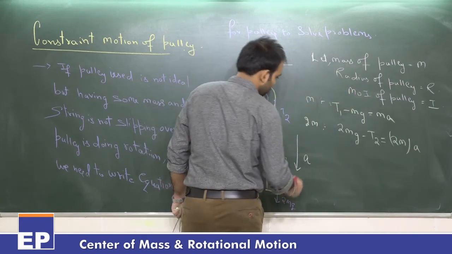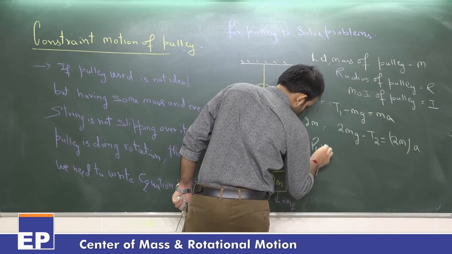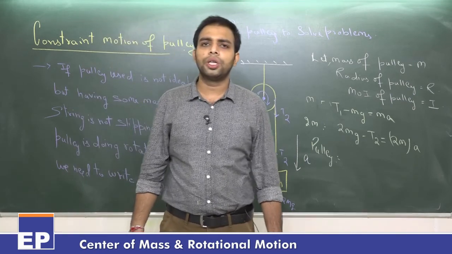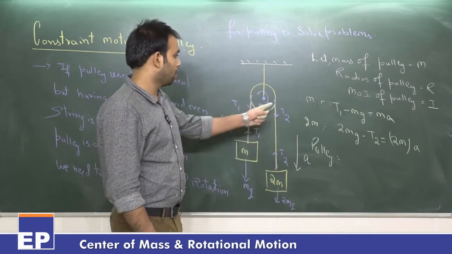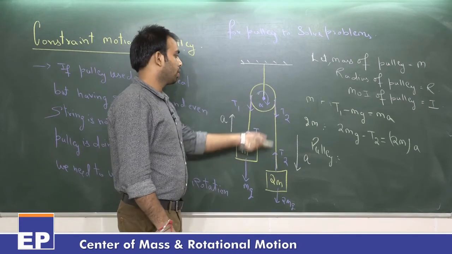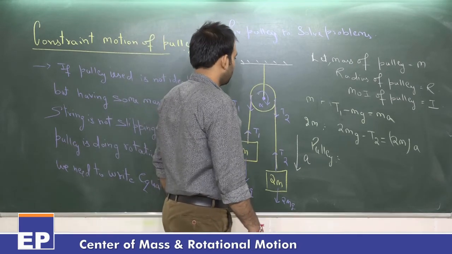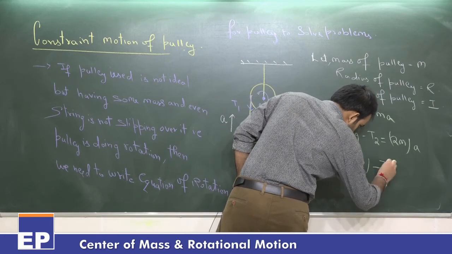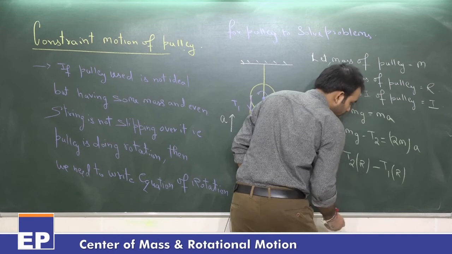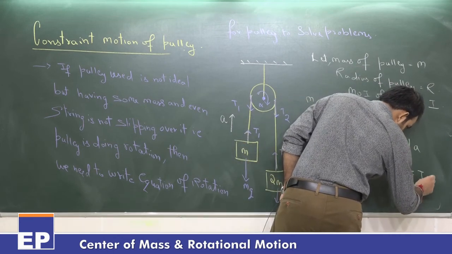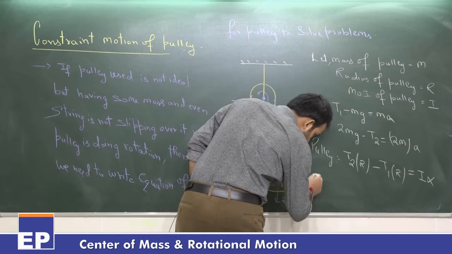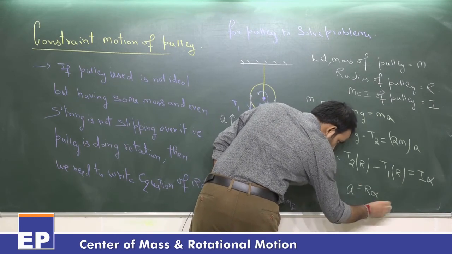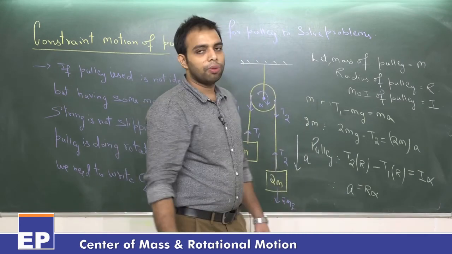And if we write for the pulley, what can we write? The pulley is also rotating. Both T1 and T2 are providing torque. T2 is providing torque in the clockwise direction. T1 is providing anti-clockwise torque. So you can write T2 into R minus T1 into R is equal to I into alpha. And the fourth thing we can write is the relation between rotation and translation: a is equal to R alpha. So there are 4 variables and 4 equations.